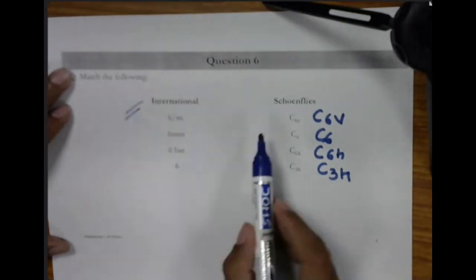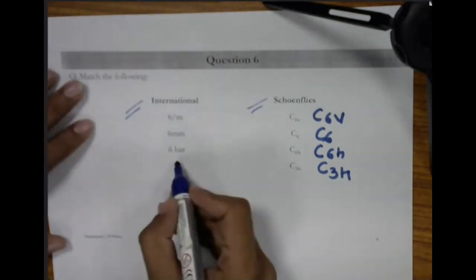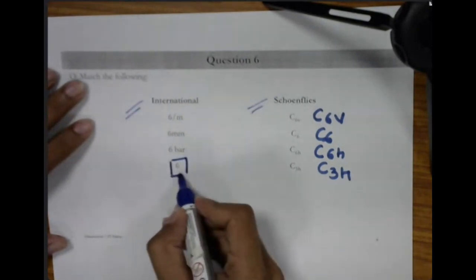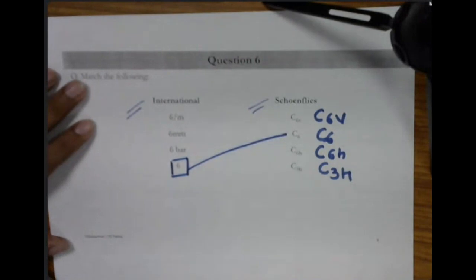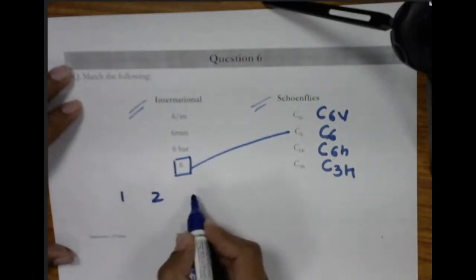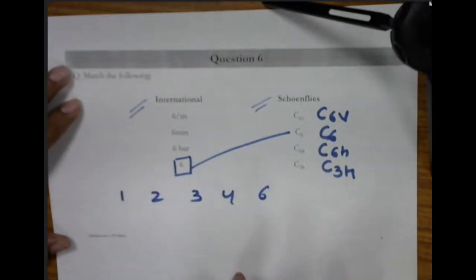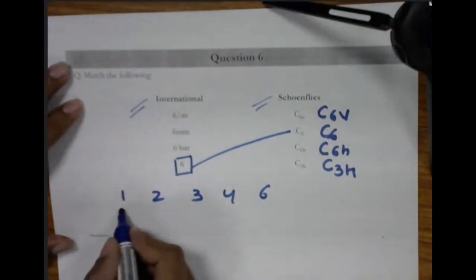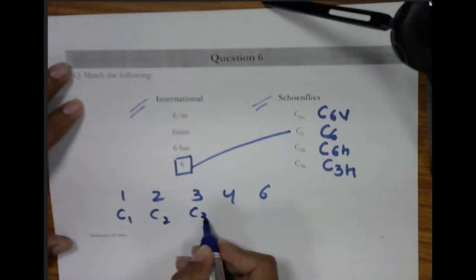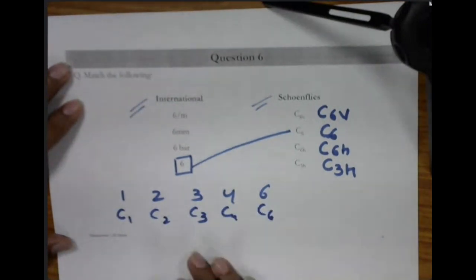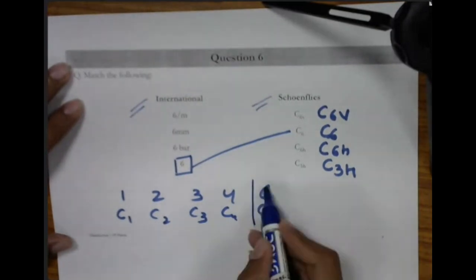So we need to match international notation with the Schoenflies notation. We'll start with the easiest one, that is 6. And we know this is a cyclic group. It will be matched with the C6 itself. Right. So 1, 2, 3, 4, and 6 in the international notation are written like this. In the Schoenflies notation, it will be C1, C2, C3, C4, and C6. And that's how we can write them.